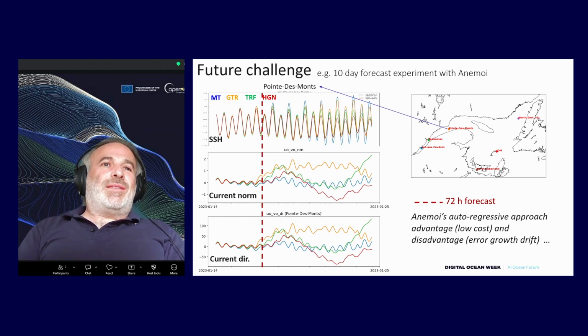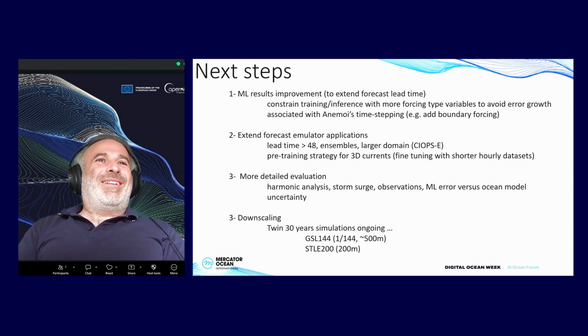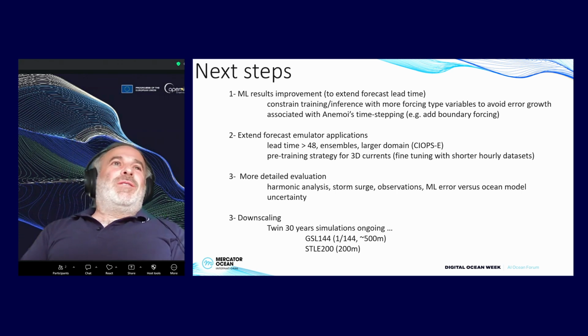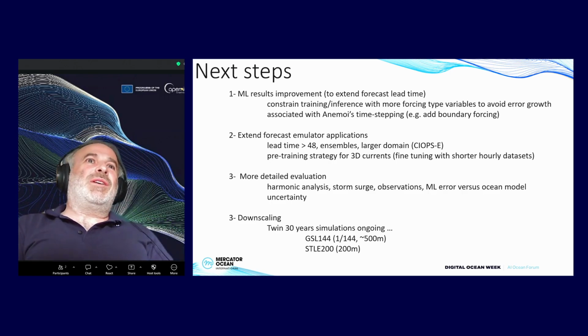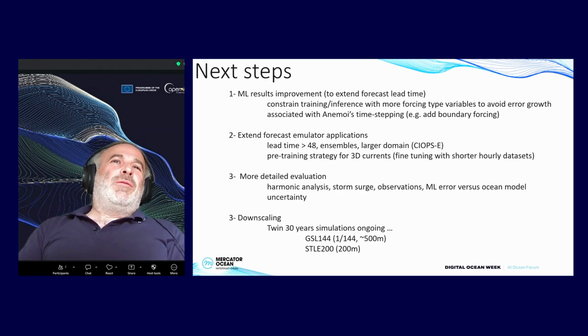So the next step for us is a technical one. Anemoi was designed for atmospheric forecasts, and we need to adapt it a bit for our coastal and ocean environment to have the boundary forcing.